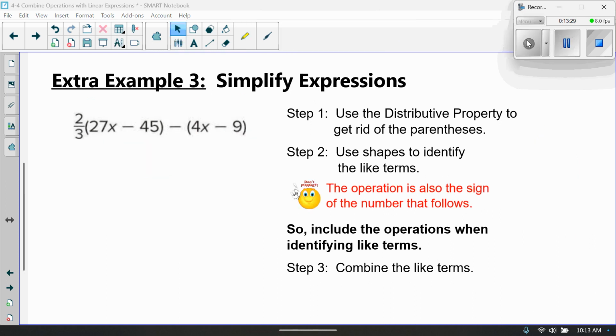All right, so why don't you press pause and do the extra example on your own, and then press play again to make sure you got it right, okay?